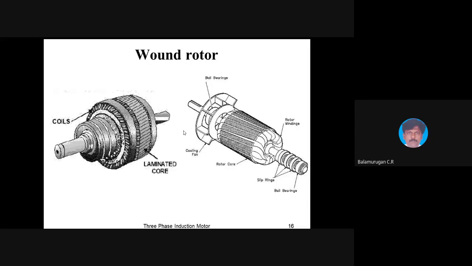Okay. Very good. Squirrel cage induction motor is a constant speed motor, low maintenance, high efficiency. Slip ring is variable speed, high maintenance, low efficiency. Okay, very good.